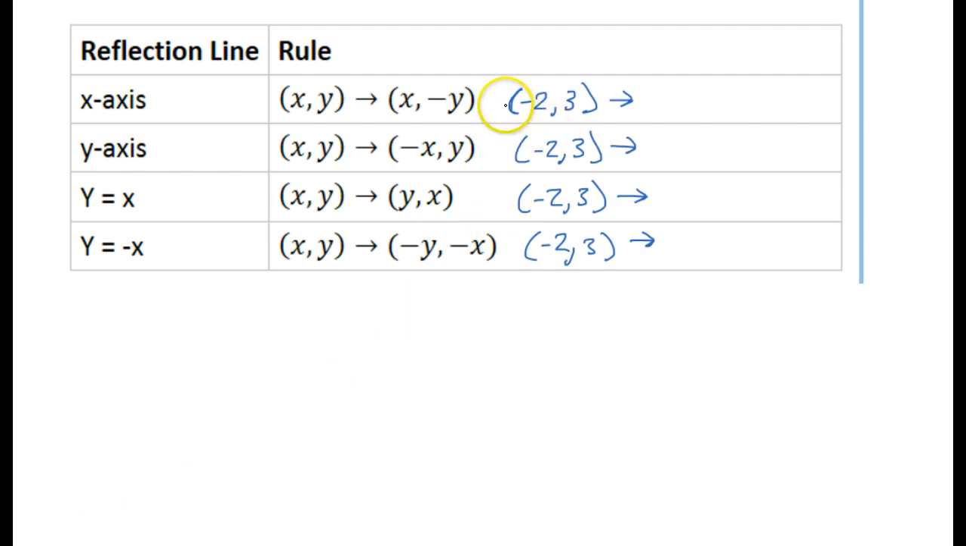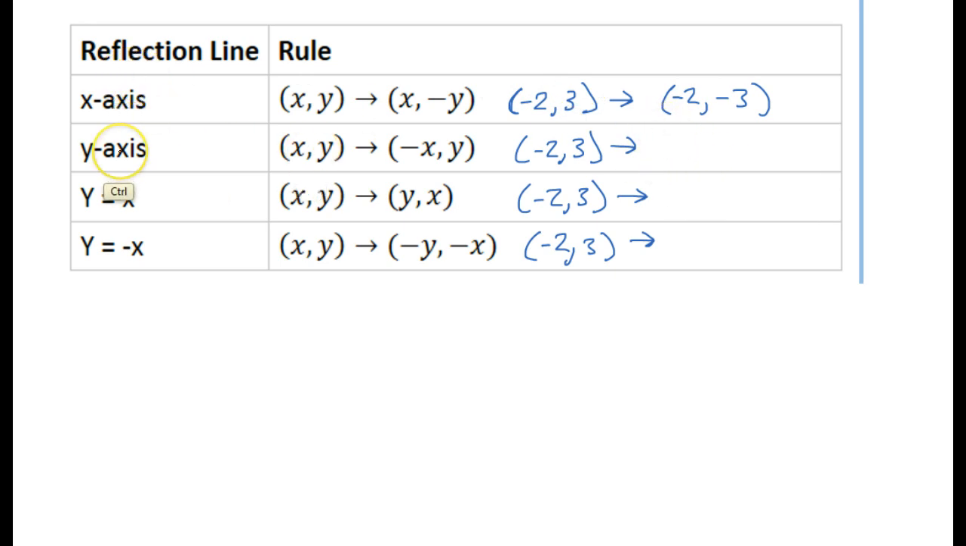Now let's use the point -2, 3 to briefly practice how to use these rules to find reflections over the x-axis, y-axis, the line y equals x, and the line y equals -x. So this rule says take the point, keep the x value the same, but change the sign of the y value. So I'm going to keep the x value the same, but I'm going to change the sign of the y value. So this would be the reflection of the point -2, 3 over the x-axis.